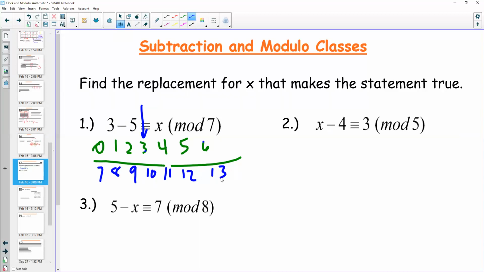Still, I'm going to do 3 minus 5. So I'm going to line up with the 3. Phew, here it is. And I'm going to count back 5 to the 9, 2, 3, 4, 5. That gets me here. So the answer is 5.